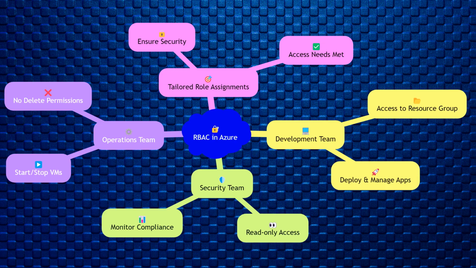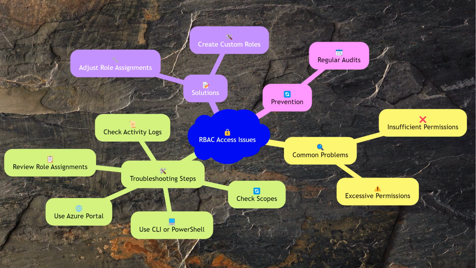RBAC can be applied to a wide range of scenarios in Azure. For example, you might use RBAC to grant a development team access to a specific resource group where they can deploy and manage applications. A security team might be given read-only access to all resources to monitor for compliance. An operations team might have permissions to start and stop virtual machines, but not delete them. By tailoring role assignments to the needs of different teams, you can ensure that everyone has the access they need without compromising security.